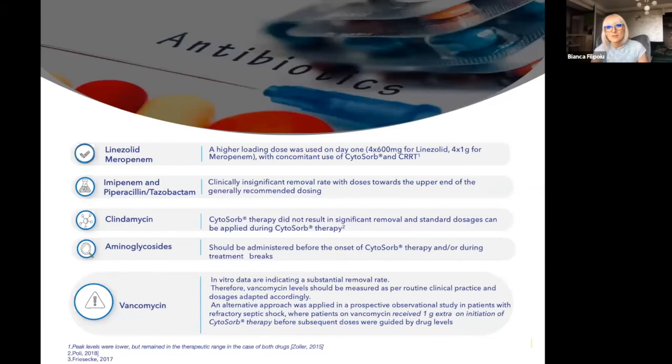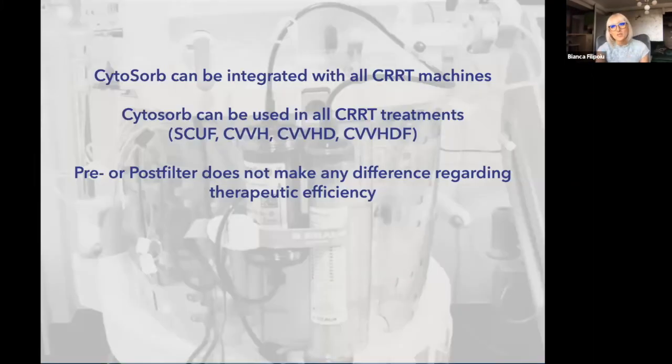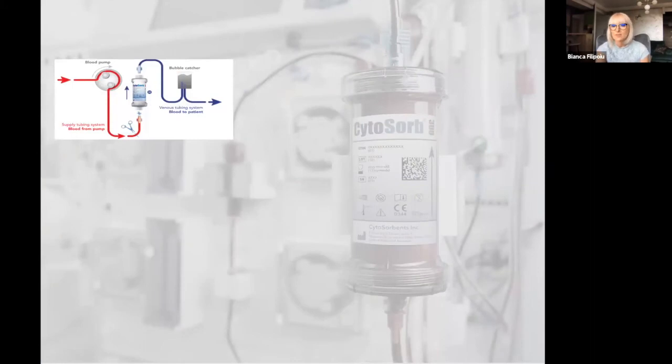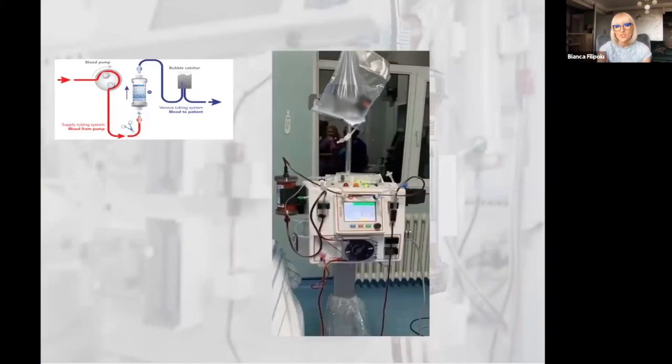So basically, if you cannot measure the plasma concentration of vancomycin, please give your patient an additional gram of vancomycin when you initiate the treatment, and then you can follow your normal scheme of treatment. Cytosorb can be integrated in any kind of machine available on the market, and can run in any kind of treatment. So we can have it as hemoperfusion without any kind of filter, as a standalone therapy when we want an early initiation of the treatment.